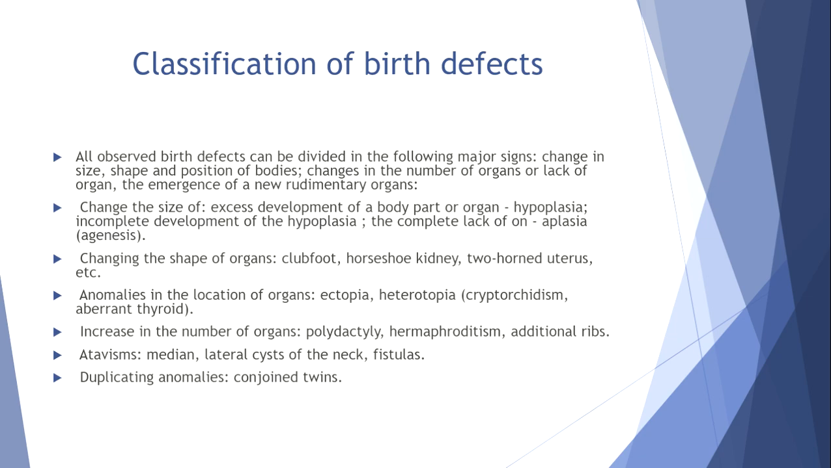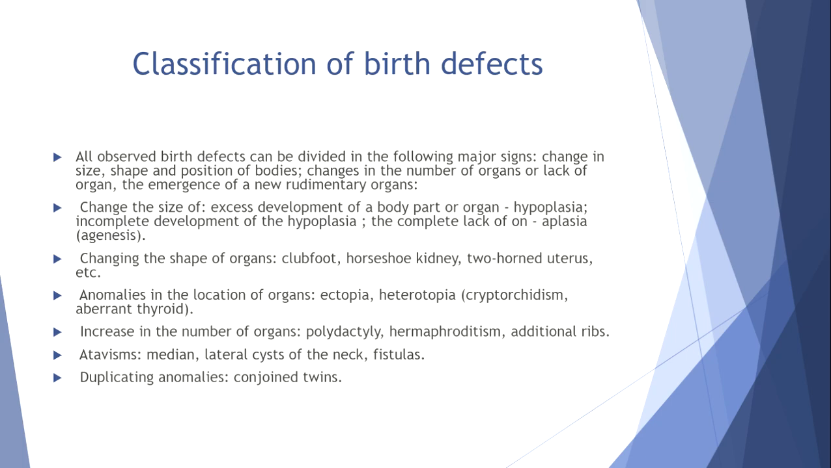Classification of birth defects. All observed birth defects can be divided by the following major signs: change in size, shape, and position of organs, changes in the number of organs or lack of an organ, the emergence of a new rudimentary organ. Excess development of a body part or organ is named hyperplasia, and incomplete development is called hypoplasia. So, excess development, hyperplasia, and incomplete development, hypoplasia. The complete lack of an organ is called aplasia or agenesis.